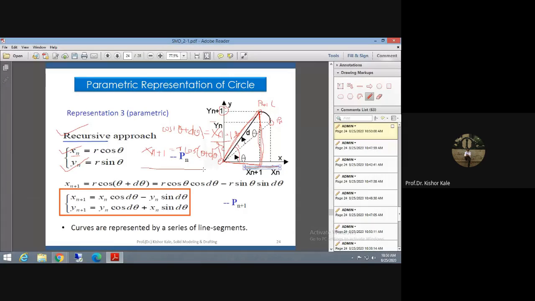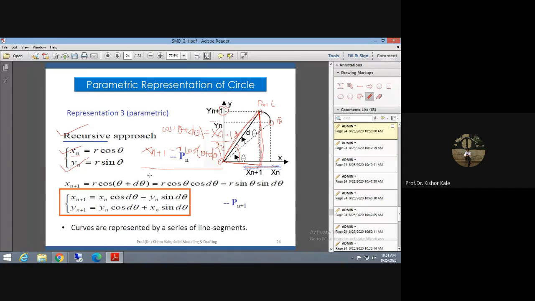Can you write this? Xn plus 1 will be equal to r into cos of theta plus d theta. I have just written r here, multiplied by r here, I get xn plus 1. Similarly, only thing is, instead of theta, we are considering d theta. Why d theta? Because it is xn plus 1 we are talking about. The angle has been changed from theta to theta plus d theta. So we have xn plus 1 equals r cos of theta plus d theta.